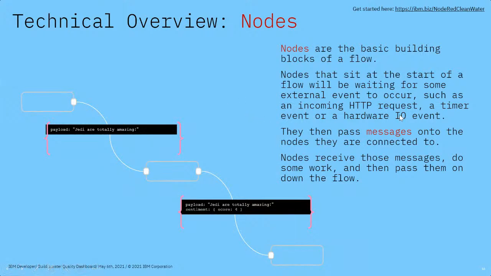Such as an incoming HTTP request, maybe a timer or a hardware input event. The one I gave you as an example was a sensor. It can also be an HTTPS request. For example, someone went to your website or your application, and they get an HTTPS request. Then they pass messages onto the nodes that they are connected to. Nodes receive those messages, do some work, and then pass them down the flow. So you get a request, they pass those messages, it goes further, and so on, and that's how your flow works.